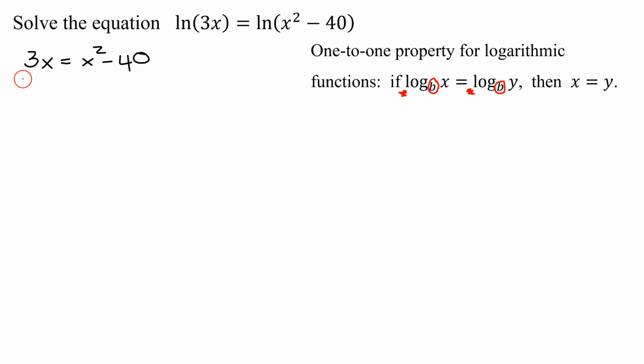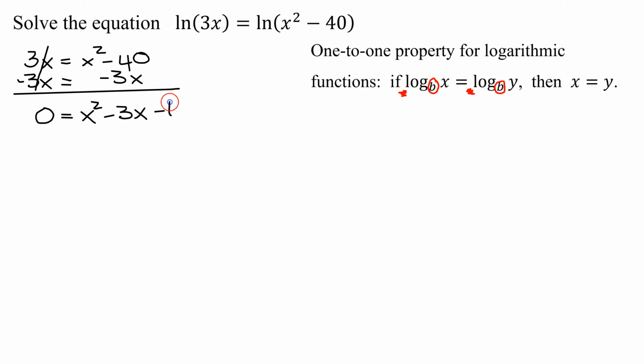We want to get 0 on one side. So I'm going to subtract 3x from both sides. So I get 0 equals x squared minus 3x minus 40. Remember, write everything in descending order. And now, hopefully, it will factor. And it's one of the easier factoring problems since the coefficient of the x squared term is a 1.